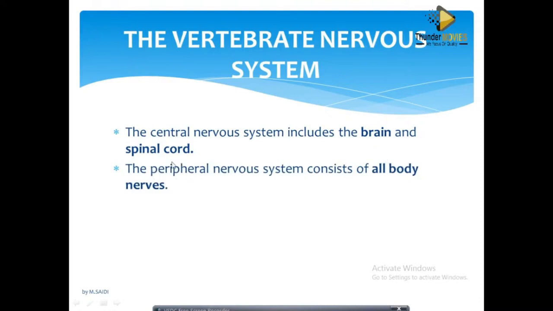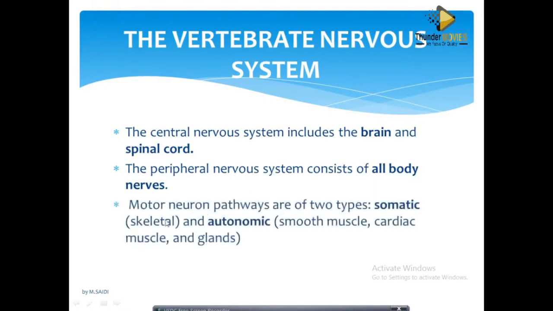The peripheral nervous system. Peripheral means sides. So if it is not central, then it means that it is on the sides. So this central nervous system has side nerves, which we call the peripheral. That system which forms the peripheral nerves, we call it the peripheral nervous system. It covers all the body nerves.